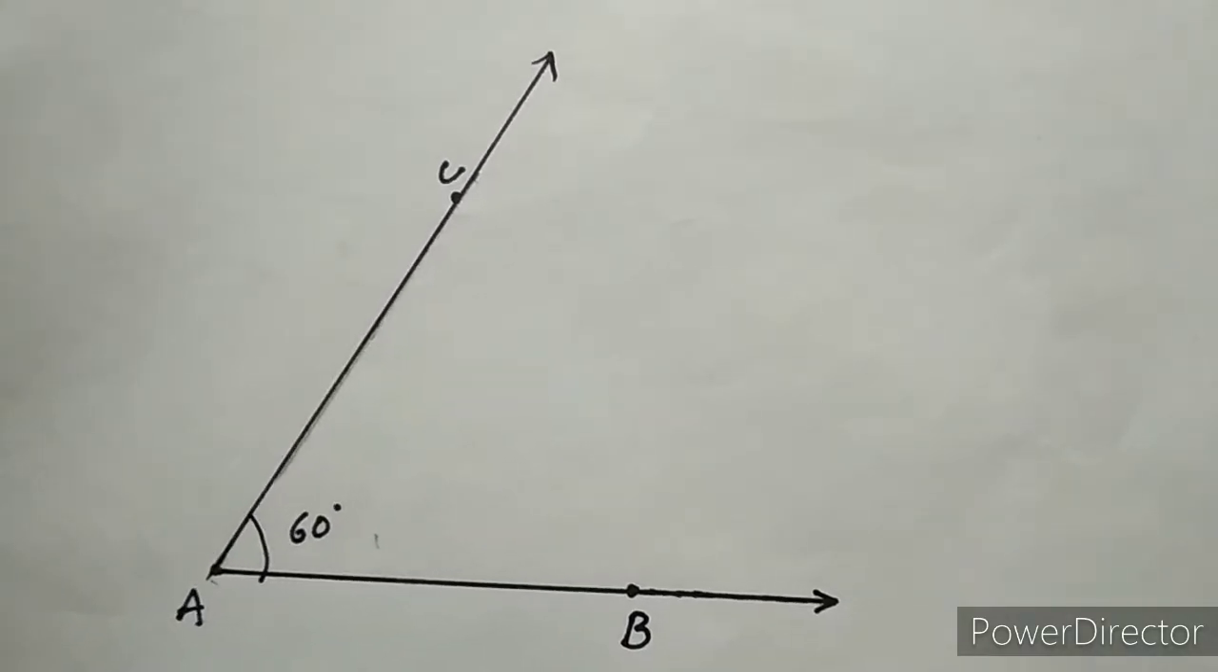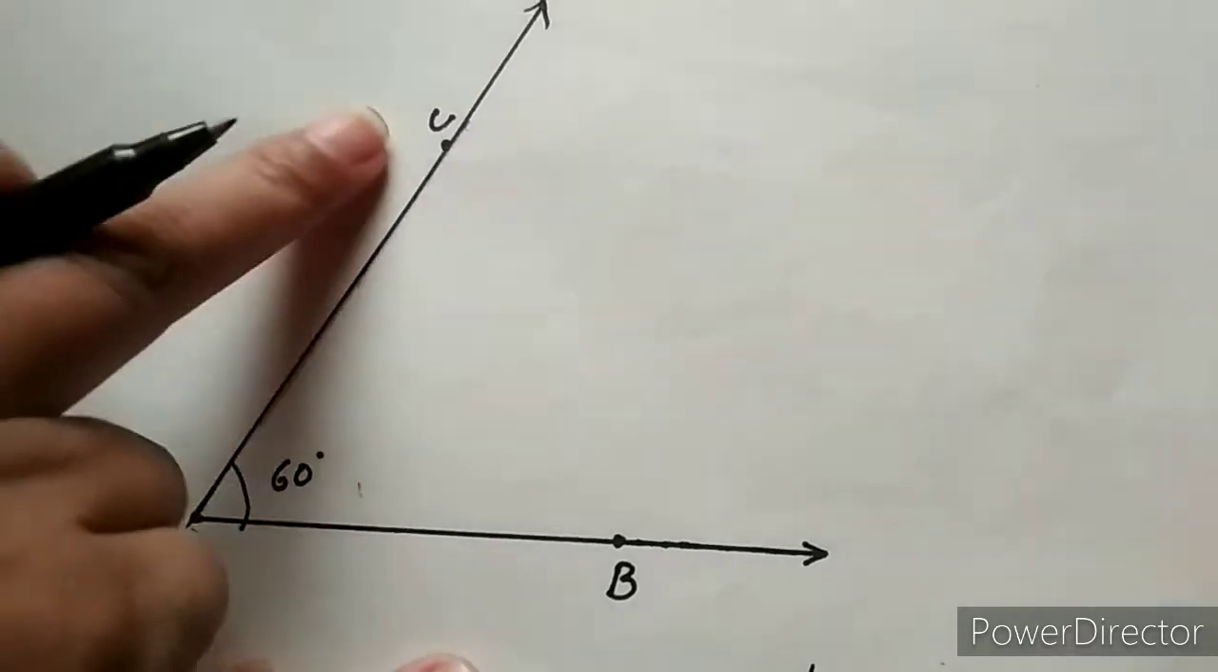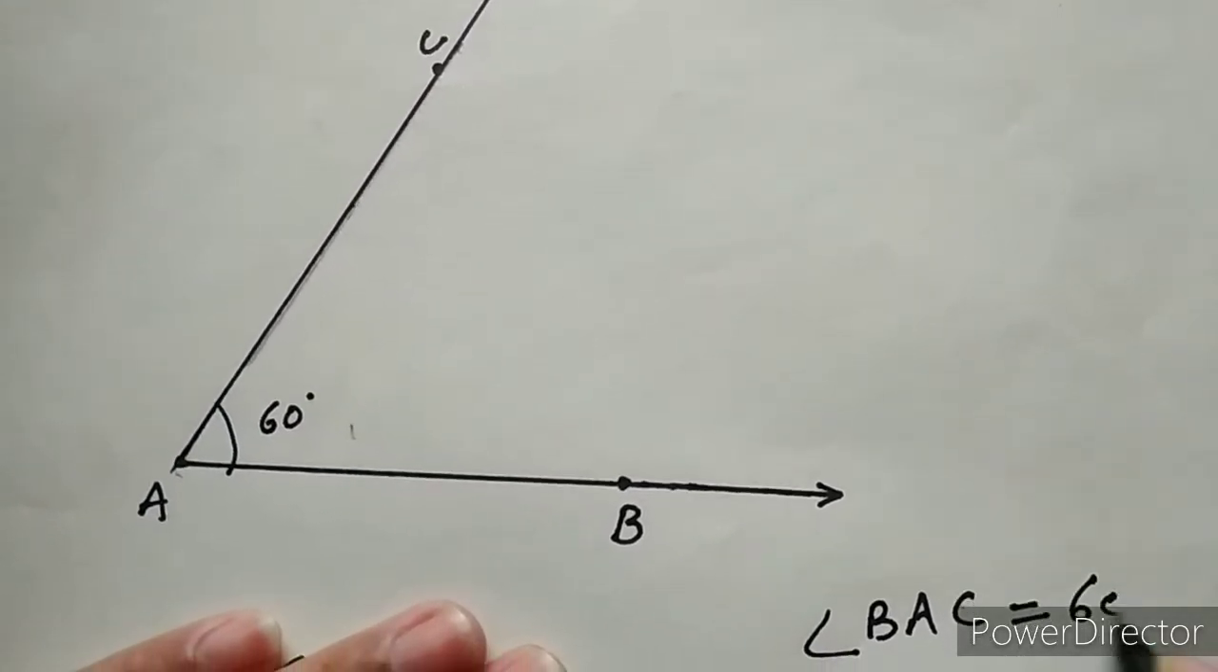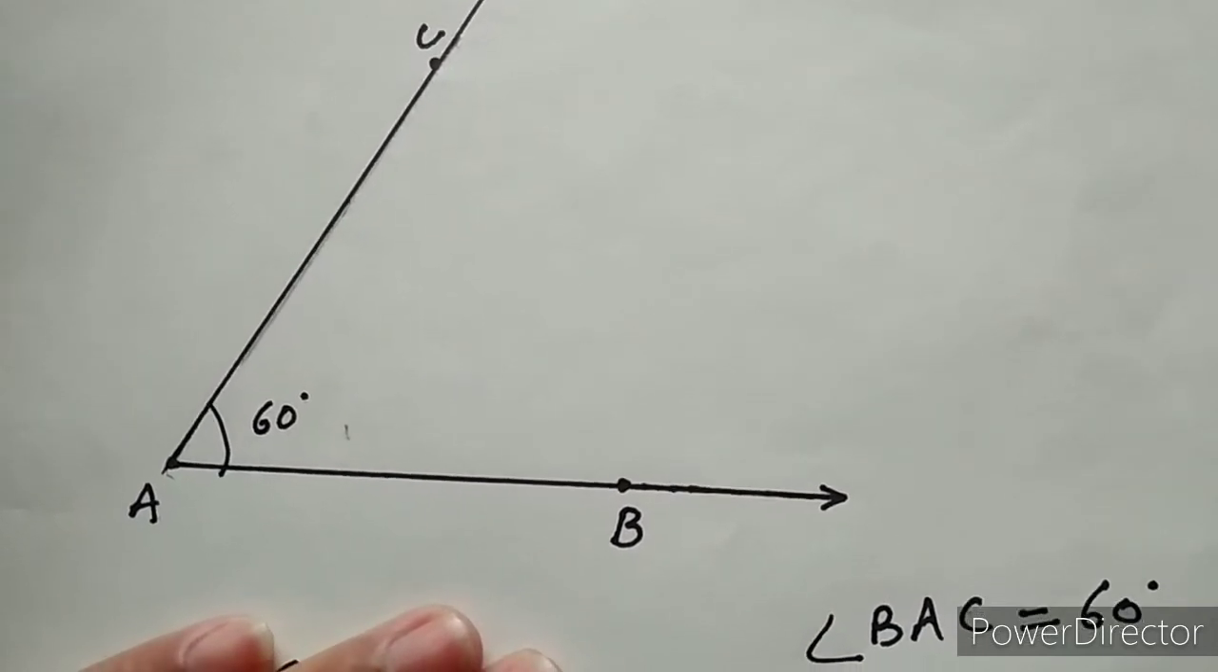So we measure angle BAC. Angle BAC equal to 60 degree.